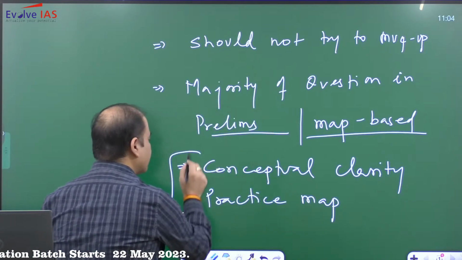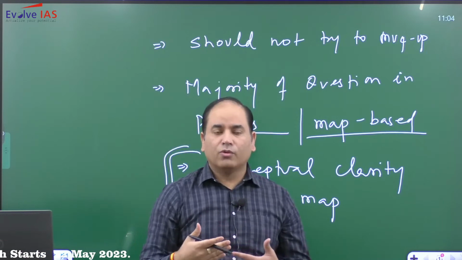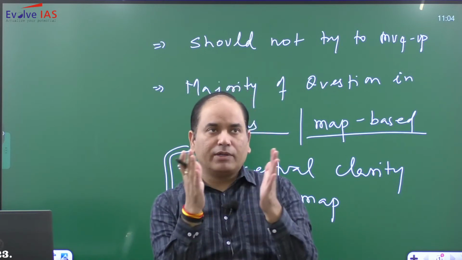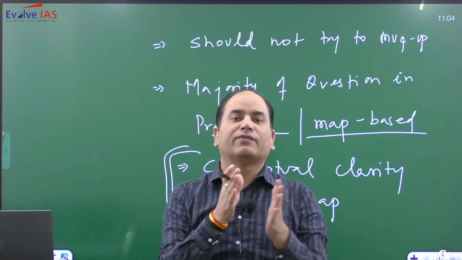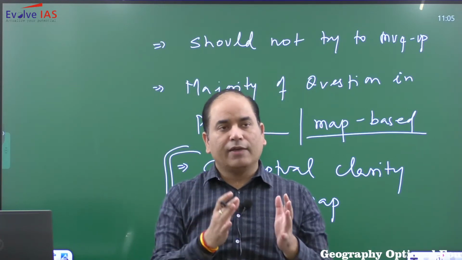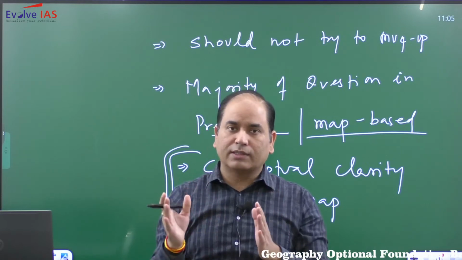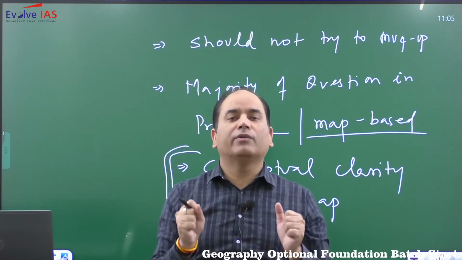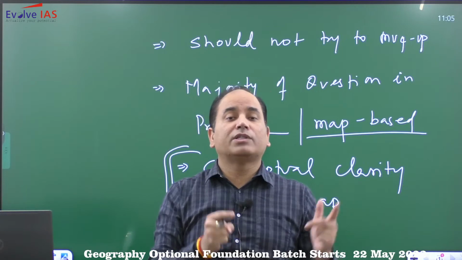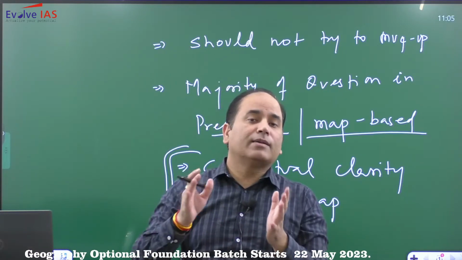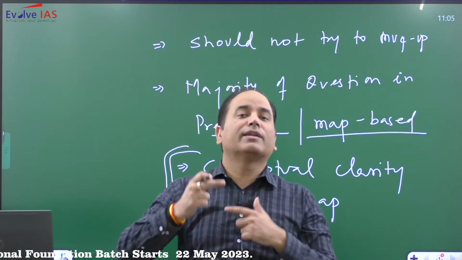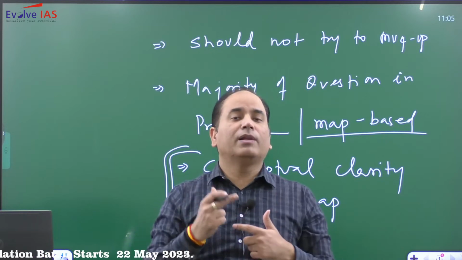If you have conceptual clarity and you practice the map, over a period of time you will be able to internalize the locations, and understand and correlate cause and effect. If you understand the rock system of our country, and have a good idea about the physiography, rock system and rainfall, you will be able to identify in which area which type of soil will be there, in which area which type of vegetation will be there, and why some soils are suitable for the cultivation of a particular crop. All this you can relate with cause and effect only when you have conceptual clarity.